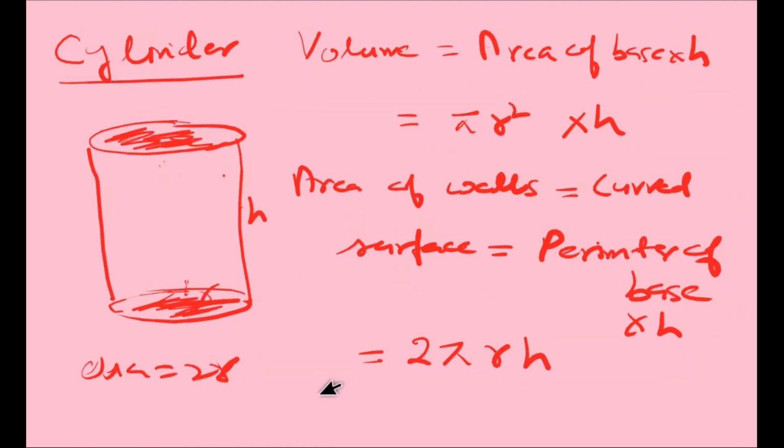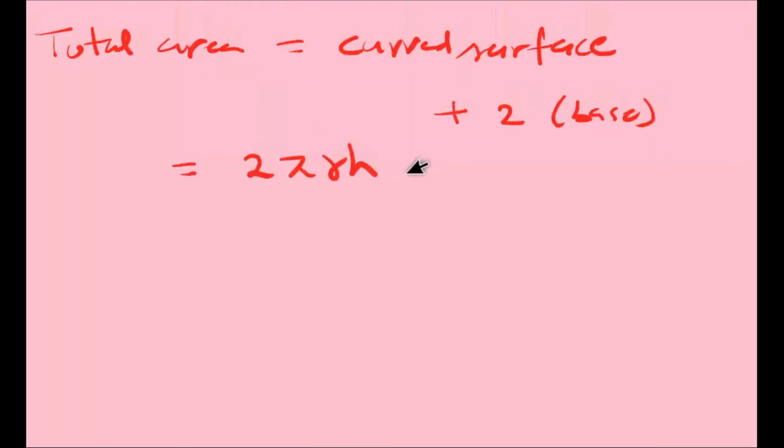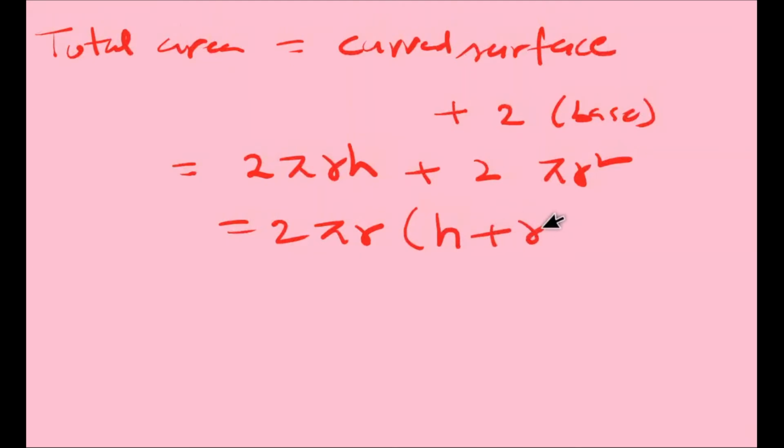So this way you can find the total area. What is the total area? Now, the total area of a cylinder equals the curved surface plus 2 into the base. The curved surface is 2 pi r h, and the base is pi r square. We can take the common 2 pi r, leaving h plus r. This is the total area of the cylinder: 2 pi r (h + r).